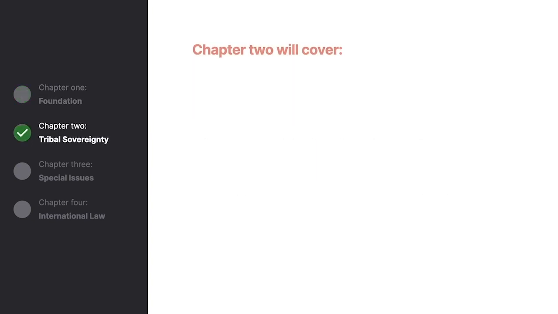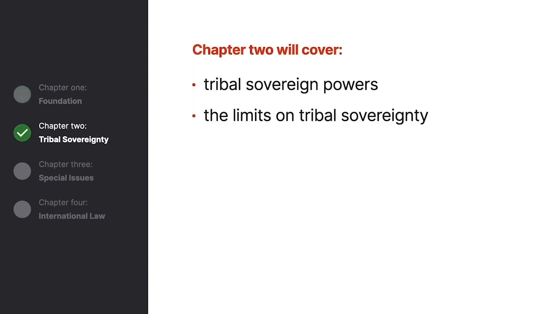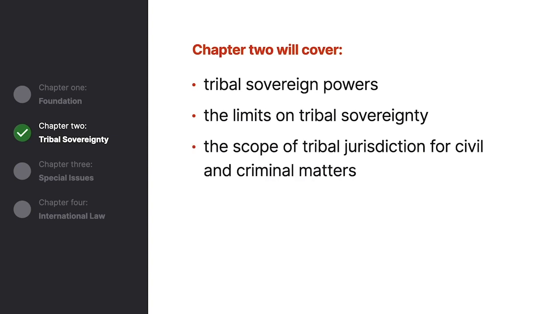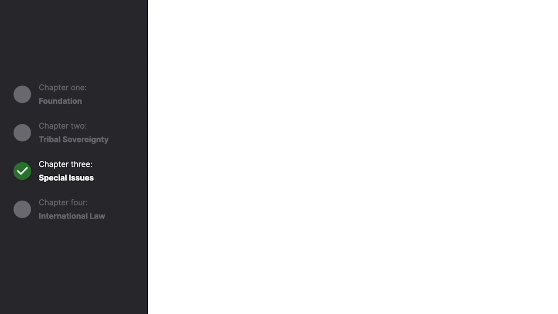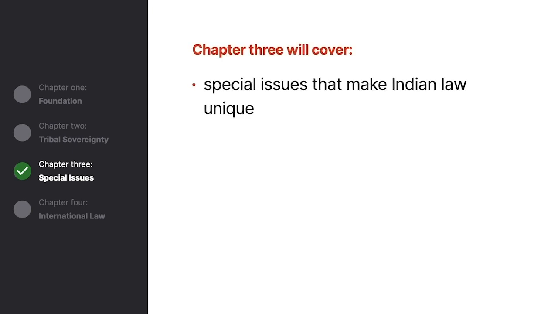Chapter 2 examines tribes' sovereign powers, the limits on tribal sovereignty, and the scope of tribal jurisdiction for civil and criminal matters. Chapter 3 covers special issues that make Indian law so unique, such as Indian religious and cultural rights. We'll take a detailed look at some specific acts that apply to Indians, including the Indian Child Welfare Act and the Indian Gaming Regulatory Act.